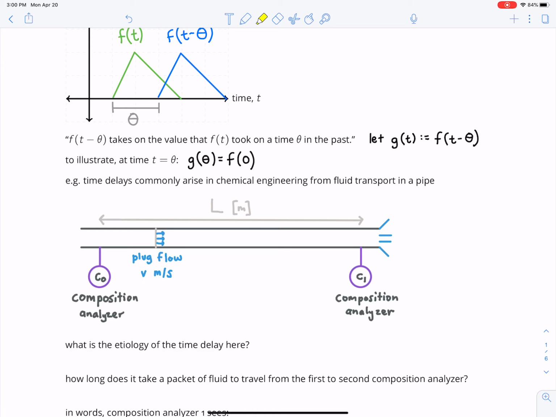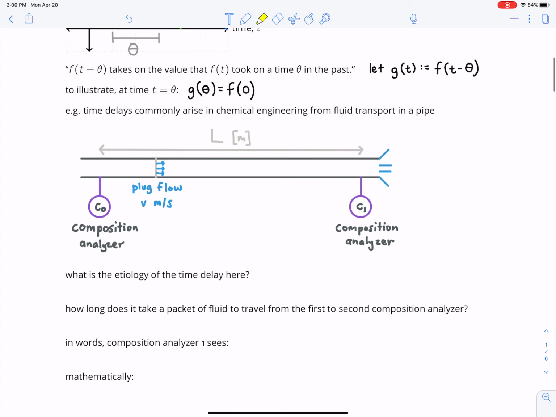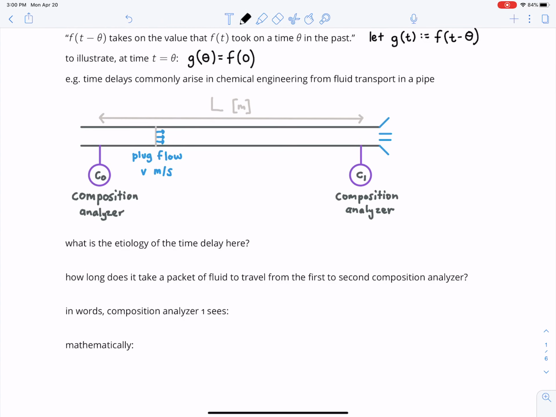Now, there's a time delay here, and the etiology of this time delay, and etiology is a fancy word for cause, is that it takes time for fluid to travel from the first to second composition analyzer. So that is the etiology of this. It takes time for fluid to travel from the first to second composition analyzer.